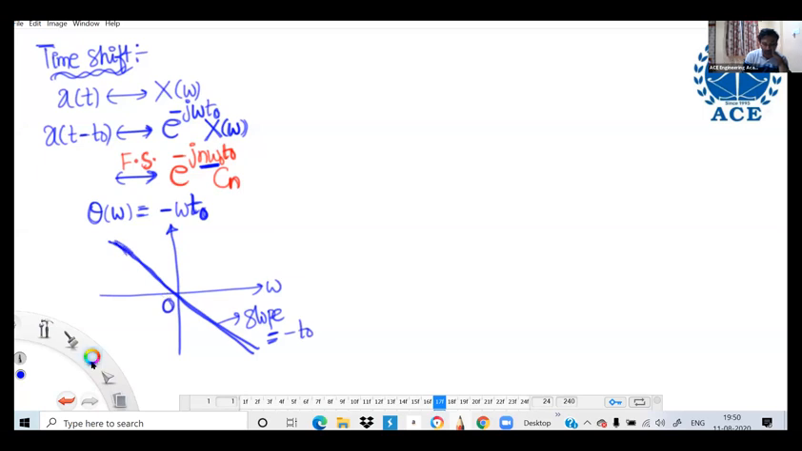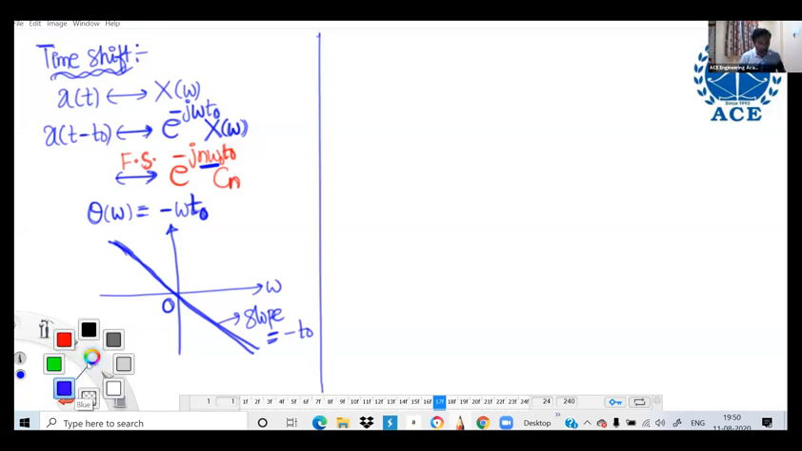Okay. The phase spectrum changes, but the magnitude is the same. The modulus of this is mod X omega only. So because of the time shifting property, the phase spectrum changes and the magnitude remains the same. Time reversal property also changes the phase spectrum.